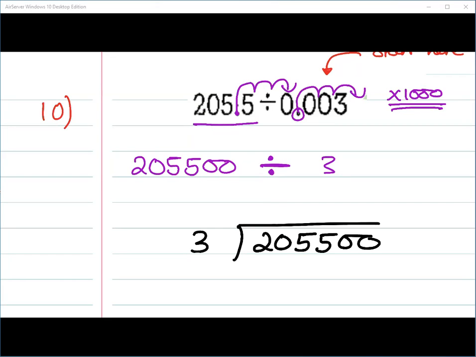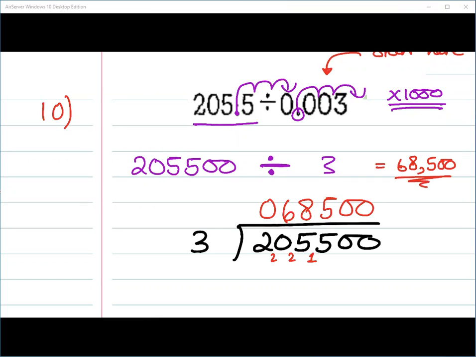So how many 3s in 2? 0. Remainder? 2. How many 3s in 20? 6. Remainder? 2. 3s in 25? 8. Remainder? 1. 3s in 15? 5. And 3s in 0, 0? 0, 0. The answer is 68,500. So let's try the original number in the calculator.